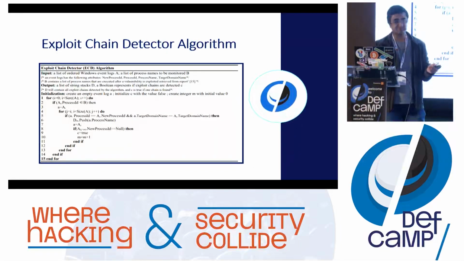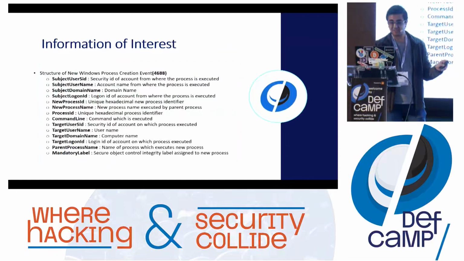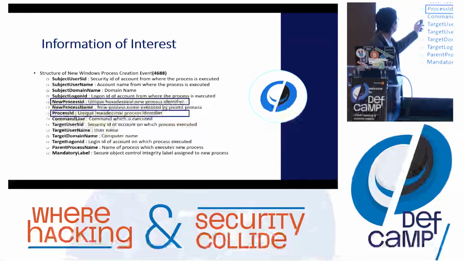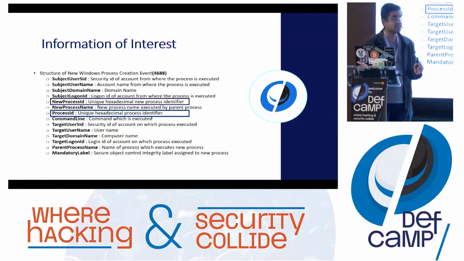So what does it do? I took an ordered list of event logs and tried to identify information from them. I can explain it in a very easy manner. So these are the event logs, and these are the important process information that we are looking for. We are looking for the process ID and the new process ID. Both are hexadecimal values, and both are unique.